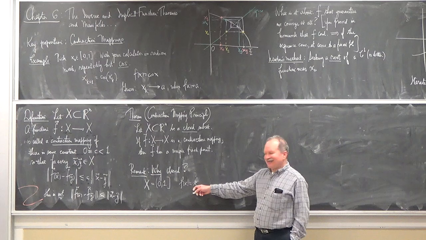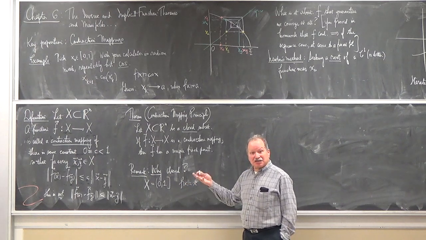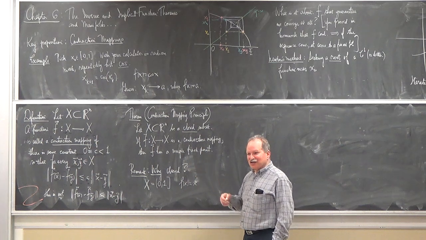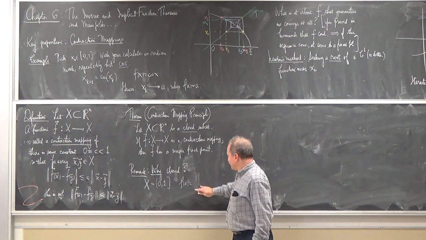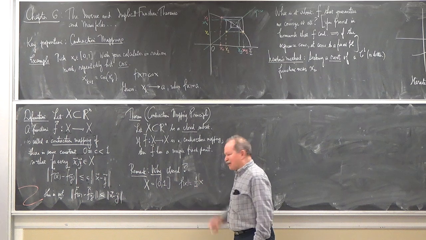Let's do one half. What's the distance if you apply f? The distance is the same as the original. What do you want to do if you want to make it shrink? Multiply by c, where c is, say, one half. So for example, half x.